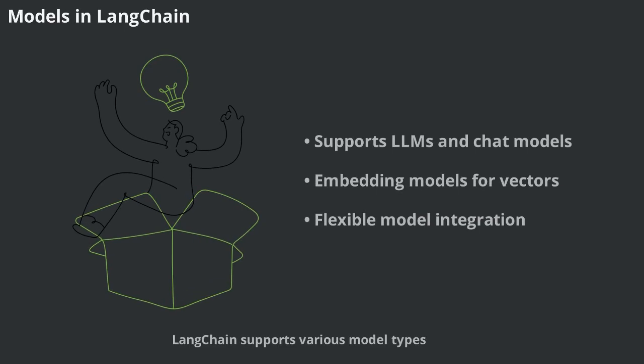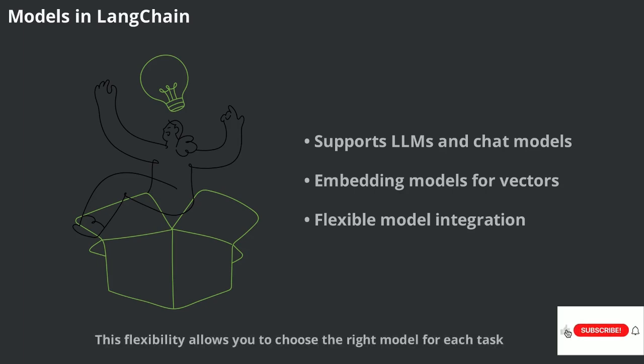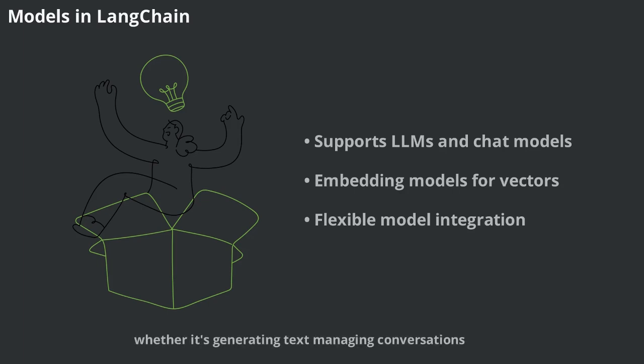LangChain supports various model types, including standard LLMs like GPT-3 and Llama, chat models such as GPT-4 and Claude, and embedding models that convert text into vector representations. This flexibility allows you to choose the right model for each task, whether it's generating text, managing conversations, or performing semantic search. By integrating these models seamlessly, LangChain enables you to build robust AI applications tailored to your specific needs.